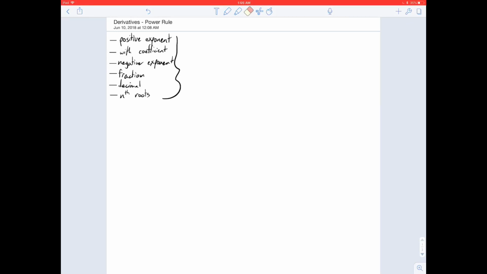So the power rule can be solved using any application that is listed below, or to the side, sorry. So any variation that you see of this can be solved using the power rule.